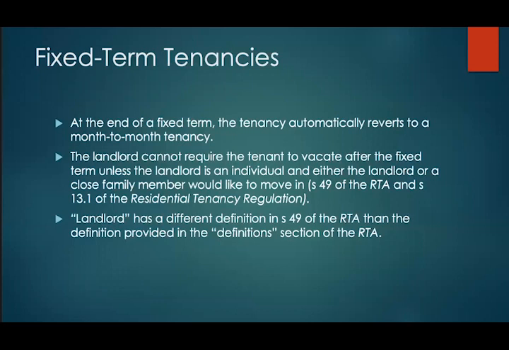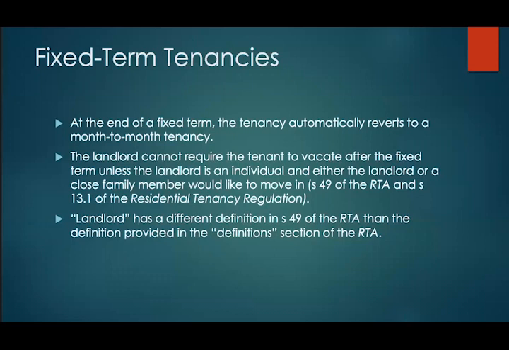That's changed. So now what happens is you can still enter into a fixed term tenancy agreement with a landlord for a specific period of time. But what landlords can't do now is have this vacate clause that says they have to move out at the end. Once that fixed term expires, the tenancy automatically becomes a month-to-month tenancy. And the landlord, again, cannot require them to move out unless, there's only one exception right now. I say right now because there might be more to come.